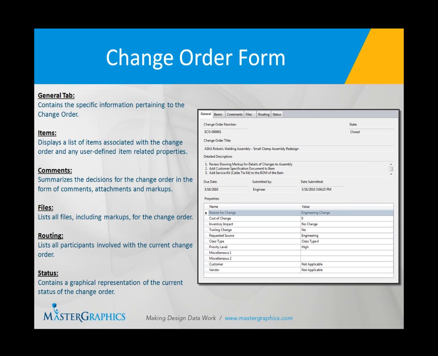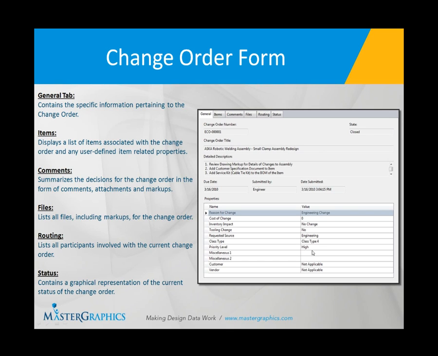When you create a change order, there's several different areas or tabs that organize the data relevant to that change order. The general tab is the first one that you would fill out, and that's going to have some basic information like the title, the description, and then those properties I was talking about earlier. This is the information relevant to this particular change order.